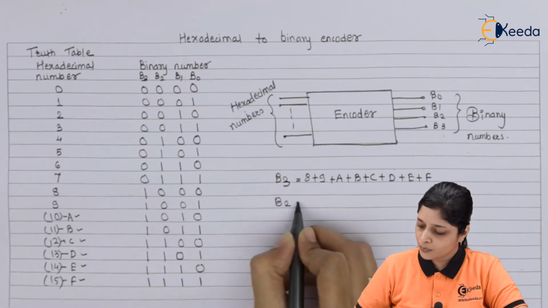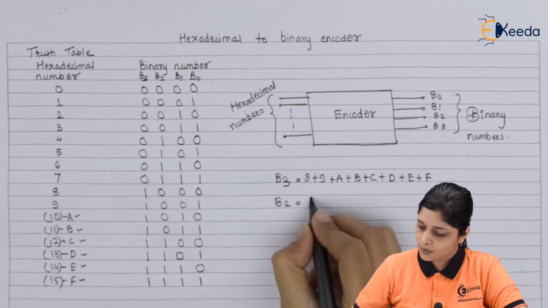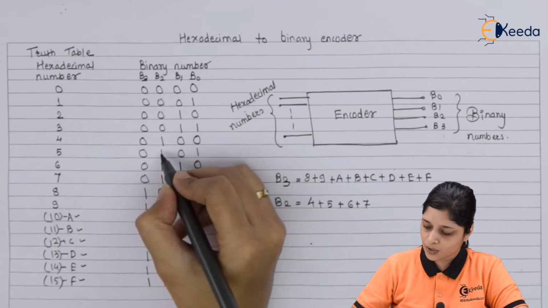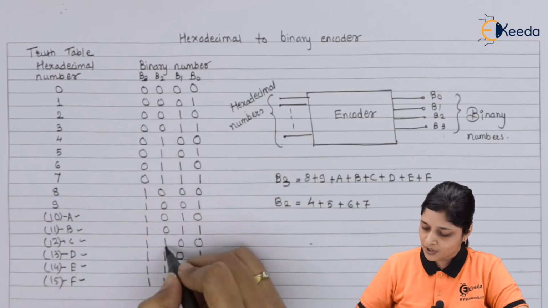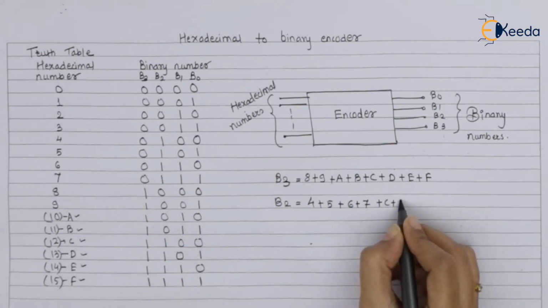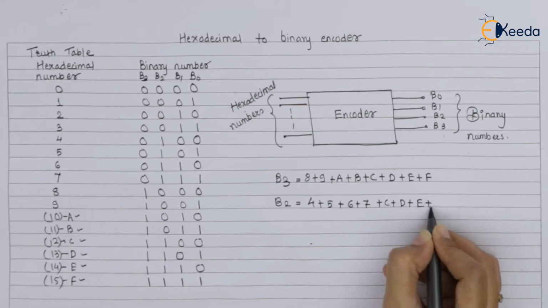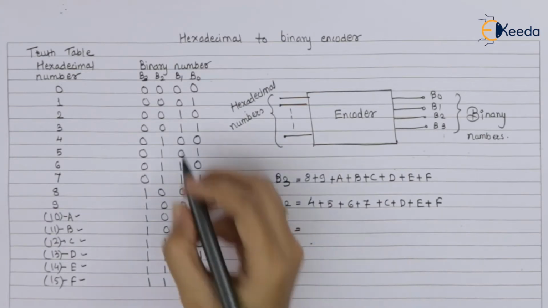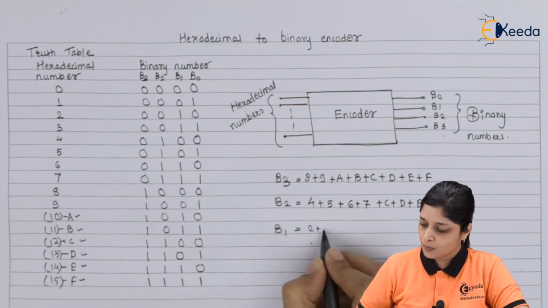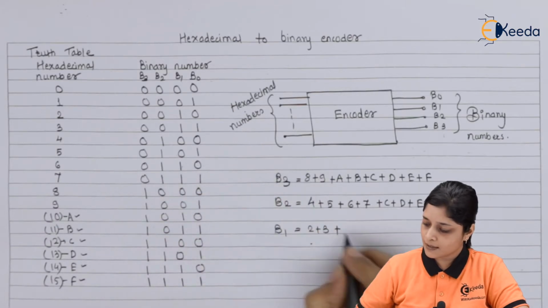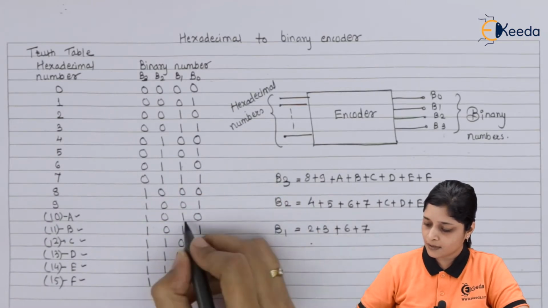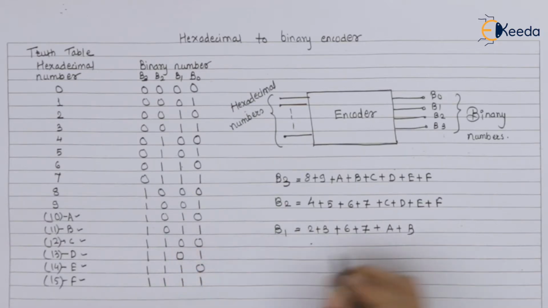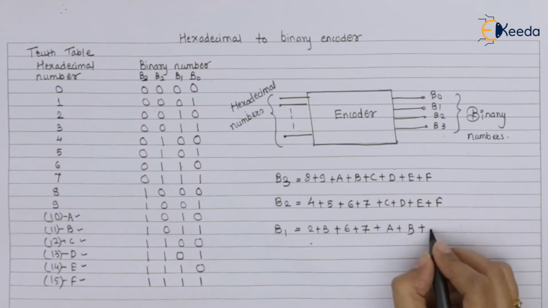After that for B2 we write 4 plus 5 plus 6 plus 7, because 1, 1, 1 is there. After that C plus D plus E and plus F. Then we have B1 equals what? 2 plus 3 plus 6 plus 7 plus A plus B and plus E plus F.